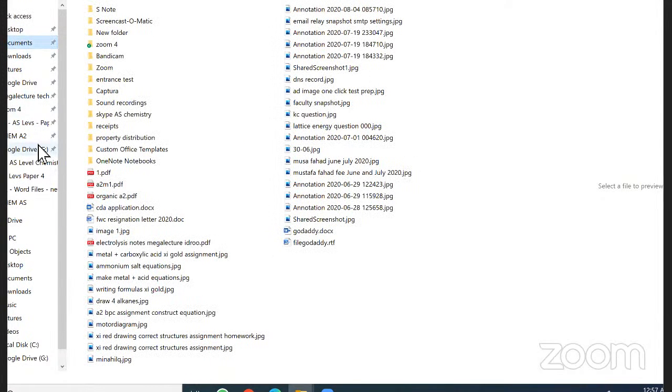Let me just open the chart as well. Just 1 second. Tin plus concentrated HCl.